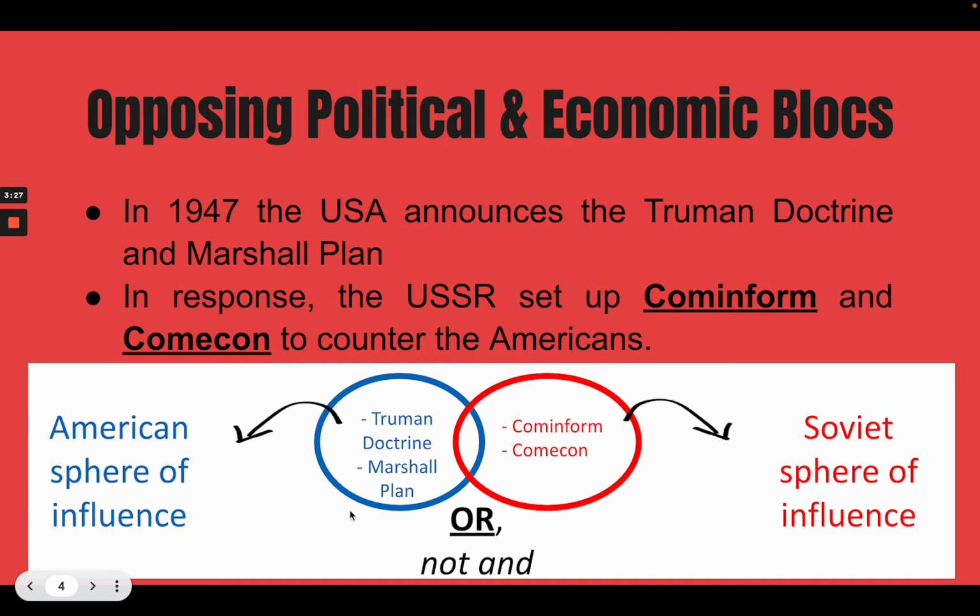Now, you will note that in this Venn diagram, there's this overlapping space. However, these blocs were mutually exclusive. You could either join the American sphere of influence, that means you could receive Marshall Plan and support from the Americans, or you could be part of Cominform and Comecon. You could not choose to be part of both. You can start to imagine that this is going to pressurize a lot of European powers into thinking, okay, should I align myself, or should I join with the Americans, or should I join with the Soviets?